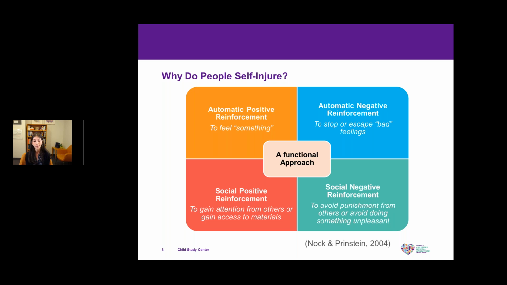Social positive reinforcement means that as a result of engaging in the behavior, the person experienced some positive reinforcement from the environment, like warmth or caring in response to the self-harm, which could make the behavior more likely to occur again. And last, social negative reinforcement, where we see the removal of an aversive stimulus from the environment. That could be someone not having to have a big conflict with someone as a result of self-harming, or escaping some sort of punishment or consequence as a result of the self-injury. So those are the 4 main functions that we tend to see in why people self-injure.